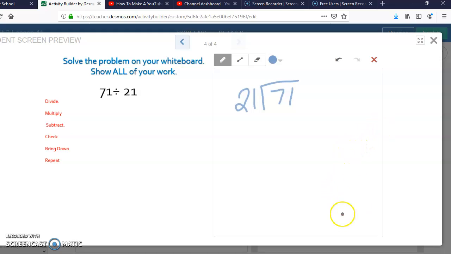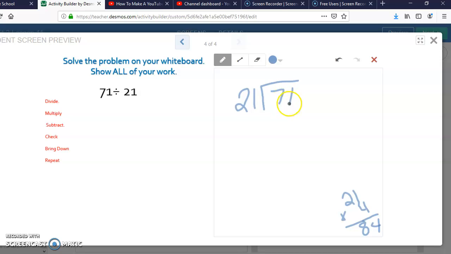So down here, you're going to see me do some scratch work. 21, and I'm going to start out by saying 21 times 4. The reason I'm saying that is because I know 5 times 20 is 100, and we're not going that far. Okay, so let's see here. 4 times 1 is 4, and 4 times 2 is 8. Ooh, 84. That's too high. We can't go over our dividend.